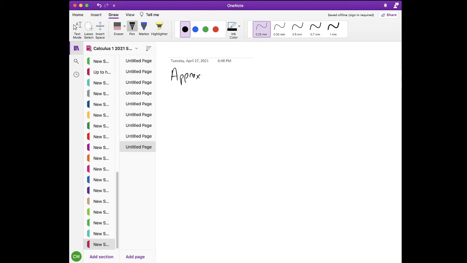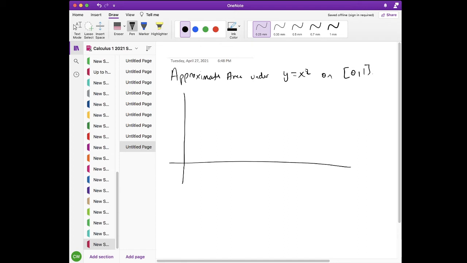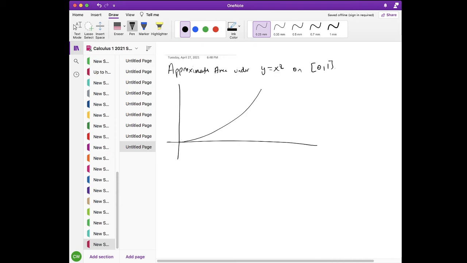Approximate the area under y equals x squared on the interval 0 to 1. We don't know what shape that is. Well, it's a parabola, but geometrically we don't. So that's the parabola, and we're going to approximate it using rectangles. Let's approximate with 5 rectangles. Do 4 rectangles.